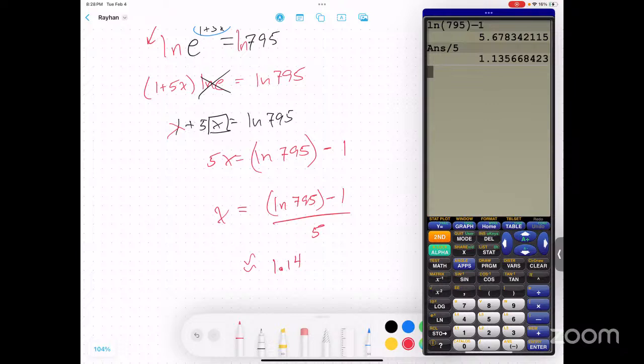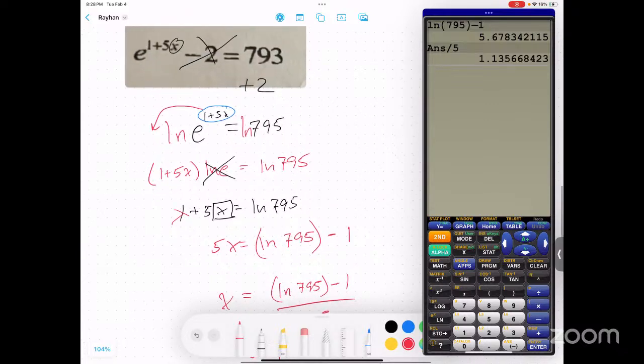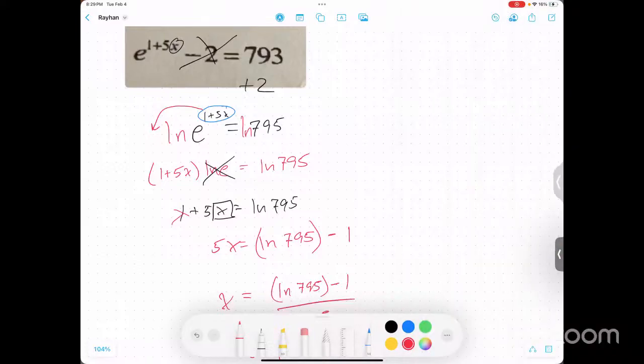Now, I can check that. Watch what I'm doing. I'm going to store that answer for x in my calculator. The store button should be in the lower left-hand corner right above the question mark. And now I'm going to rewrite that equation. e to the 1 plus 5x, and it's going to plug in that value for x, minus 2, and I should get 793. And I do, so I know I did it right. Okay. Good? Yep.